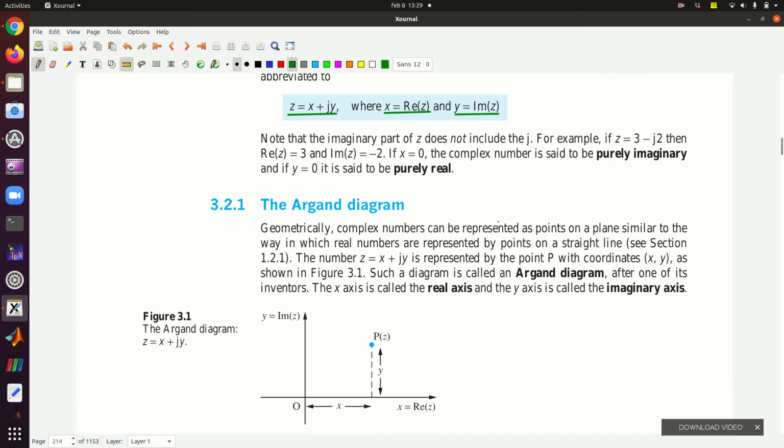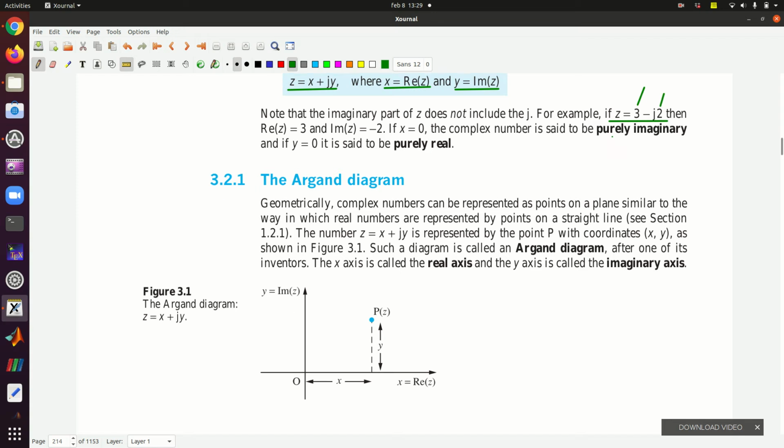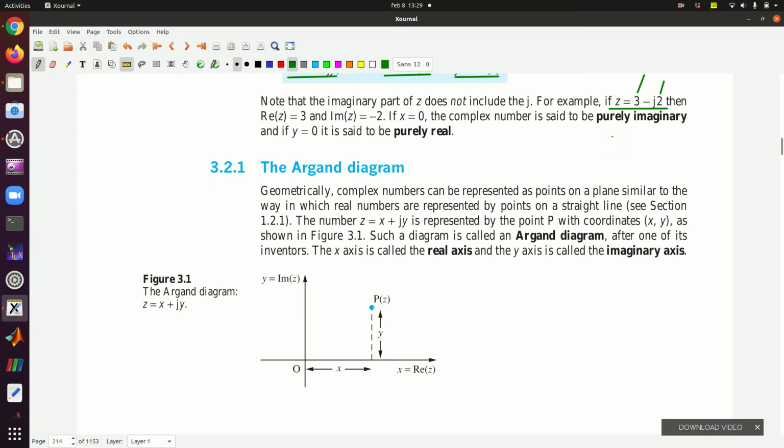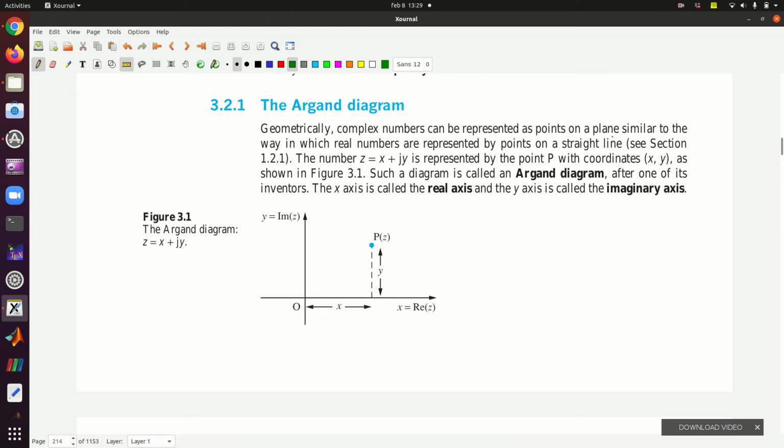Okay. So if we have a value such as this, the real part is 3, and then the imaginary part is -2. Okay, you don't have to mind about the j, just know that the j is simply telling us that the -2 is the imaginary part.